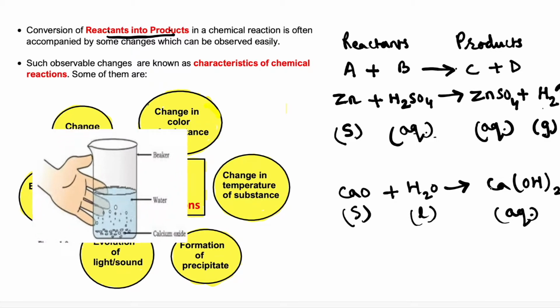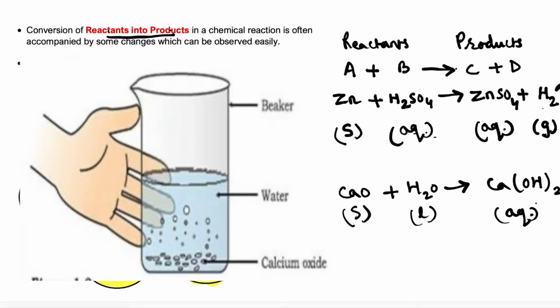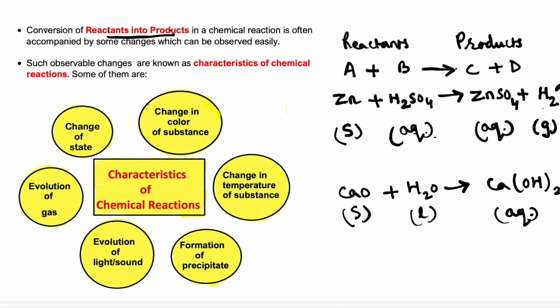And along with this, when I touch the beaker in which the reaction is taking place, I find that the beaker is hot. So here what we observe is that solid and liquid have changed into an aqueous solution along with the production of heat. Such observable changes are known as characteristics of chemical reactions. When one or more of such changes occur, then we can say that a chemical reaction is taking place.